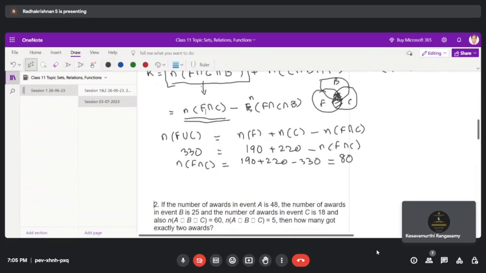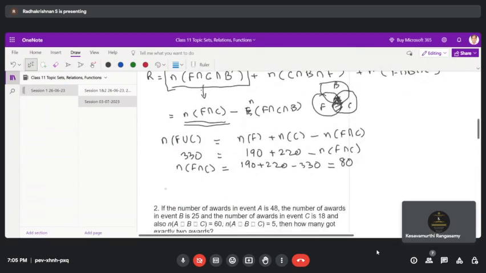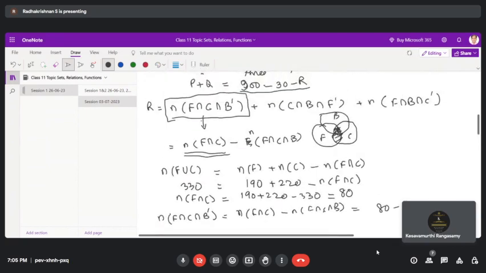But what exactly do we want? N of F intersection C intersection B dash. That is, as we already saw, N of F intersection C minus N of F intersection C intersection B. We want only these two; we exclude the ones with all three. That means this is equal to 80 and this is equal to 30. It's given. So 80 minus 30, which is 50. So that way we have determined F intersection C intersection B dash.